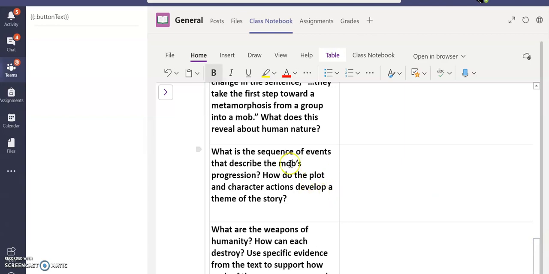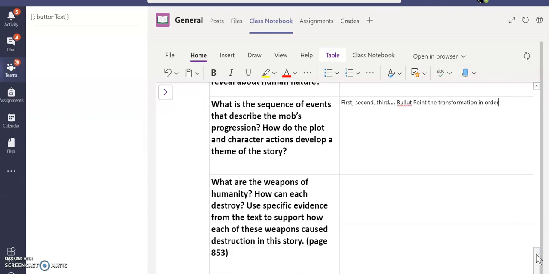This is my favorite question. What is the sequence of events that describe the mob's progression? How do the plot and character actions develop a theme in the story? Okay, so first, second, third, you can bullet point this. So at first everyone's happy and getting along. Then what happens? Second, third, fourth, and finally, at the very end, there's going to be a reveal.